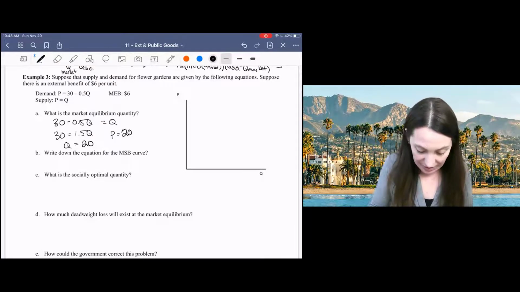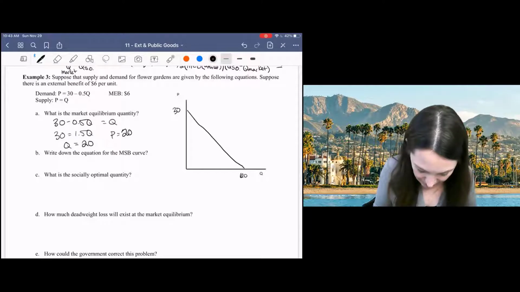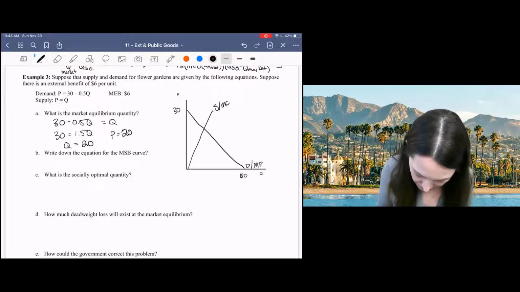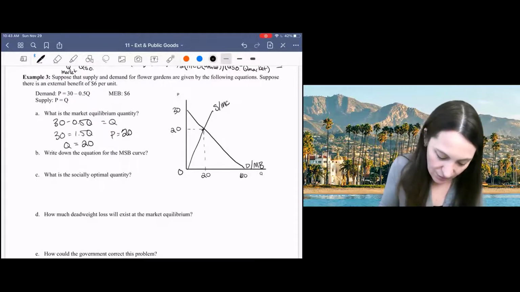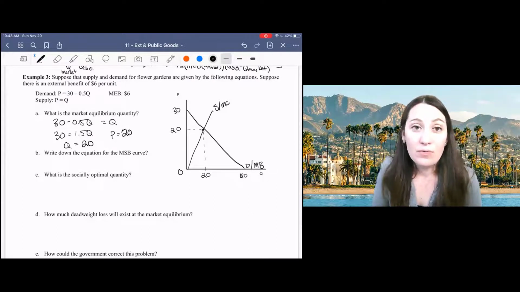Okay, so let's just graph here. So we've got demand, and then we've got supply. Demand is our private marginal cost and private marginal benefit curve. And then we've got price and quantity of 20. So there's our market equilibrium. And now we want to think about how that compares to the socially optimal outcome.